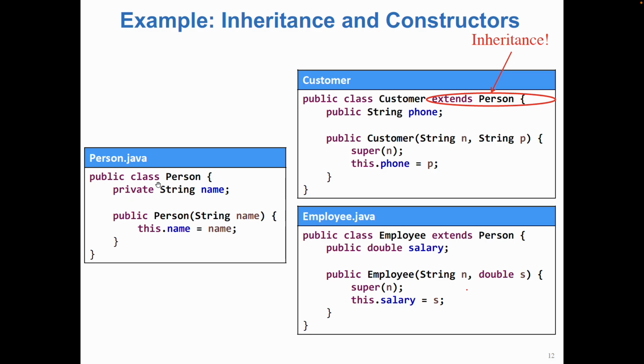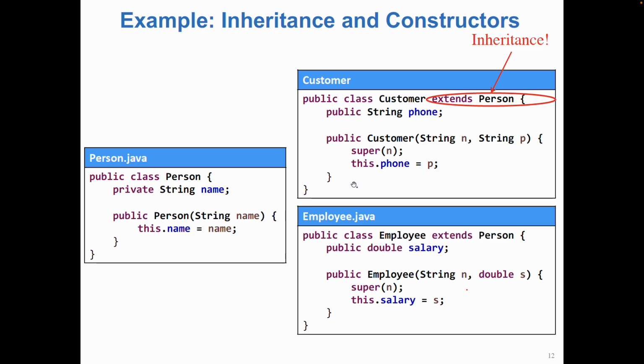Here are some examples. We have this Person class which has a name attribute and one constructor that takes a string parameter. Then Customer extends Person, so Customer is the subclass and Person is the parent class. It adds phone as a new attribute, and its constructor takes two parameters, n and p. It first calls the super function with the n parameter, which calls the Person constructor, so that n will basically be the name.